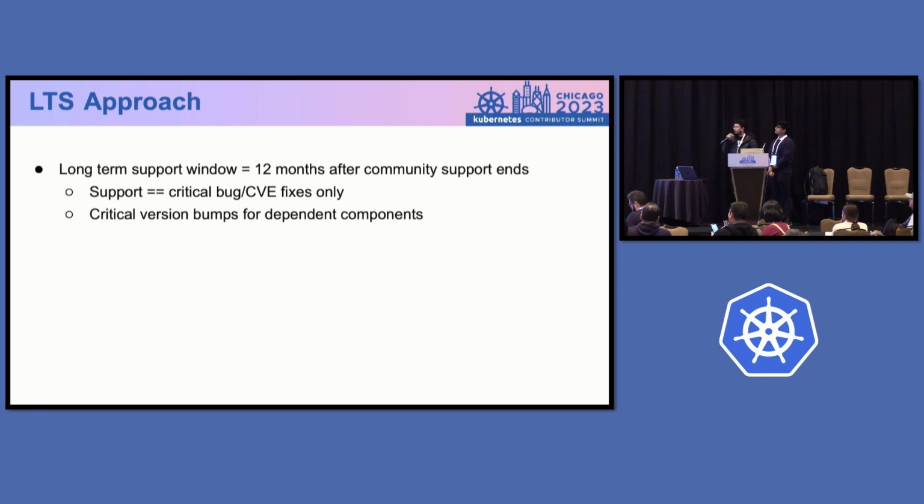The other part is critical version update bumps for dependent components. For example, we are supporting 1.24, which will include the dependencies which we need to release for Kubernetes 1.24.